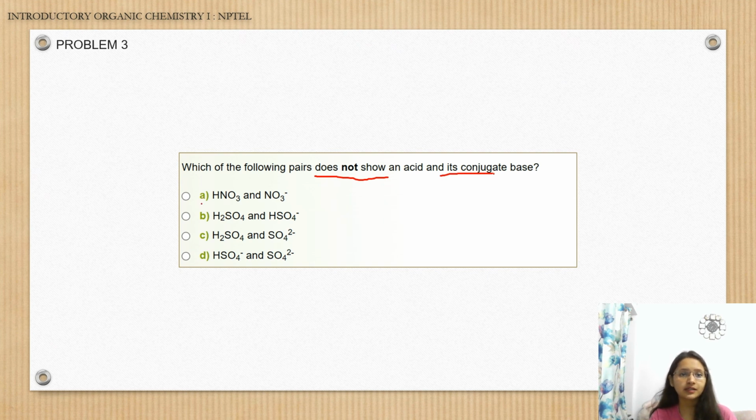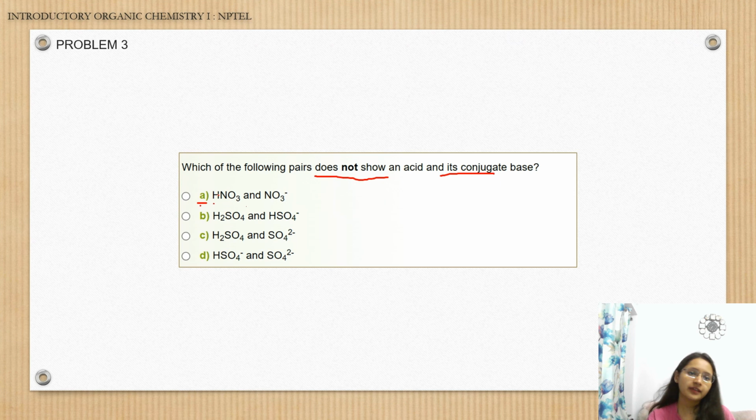See here, coming to option number A, nitric acid and NO3 minus. I have told you that the acid is nitric acid. The conjugate base is created after the release of one proton, one hydrogen ion. So after releasing one hydrogen ion, what will be left? It would be left with NO3 minus. That is why we are saying it is a correct answer, because nitric acid is an acid and NO3 minus is a conjugate base of that acid, right? So here option number A is correct.